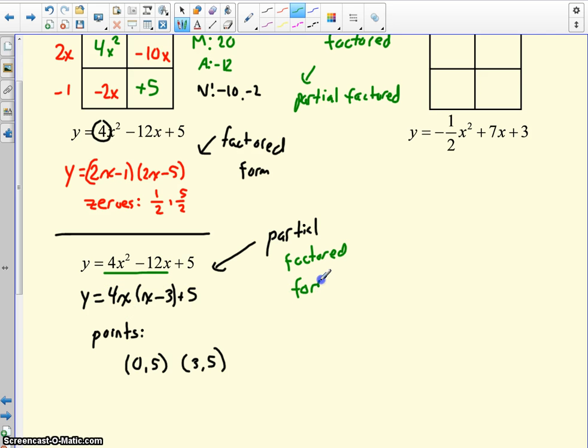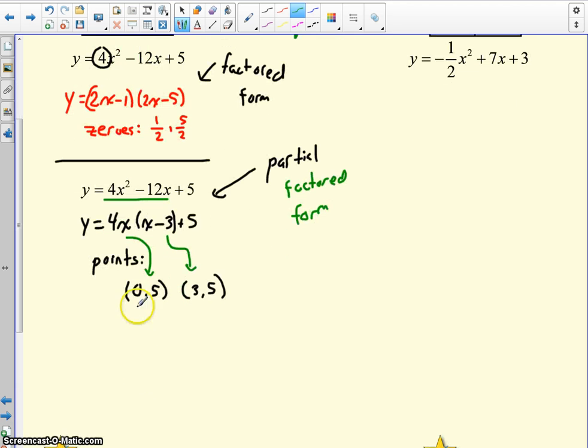So in that one step, we've gone to partially factored form, and now we have 2 points we can use, (0, 5) and (3, 5). So I can use those two x values there, 0 and 3, to find my axis of symmetry, and then again find my optimal value, my vertex, take my a value of 4, and create vertex form.